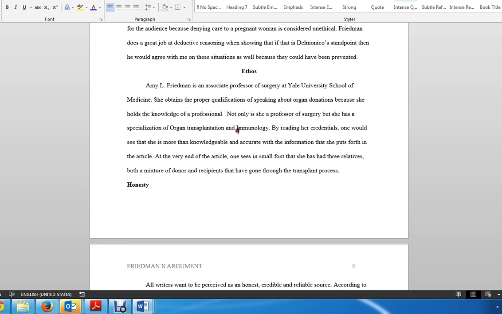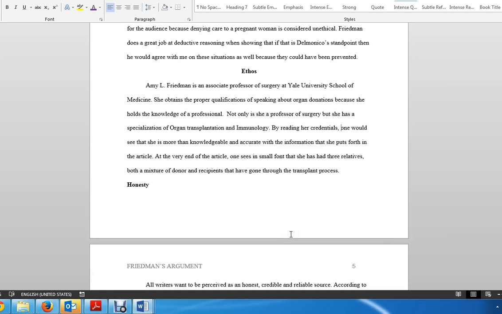Ethos. You say Friedman is an associate professor. She obtains the proper qualifications of speaking about organ donations. This doesn't make sense to me. She would obtain the qualifications by getting her education and her experience in the field. She presents her proper qualifications, possibly. Not only is she a professor of surgery, by reading her credentials, one would see, not one would see, you want to say her audience, be specific, because it's not anybody, we're looking at her specific audience and who are they. And accurate with the information that she puts forth in the article.